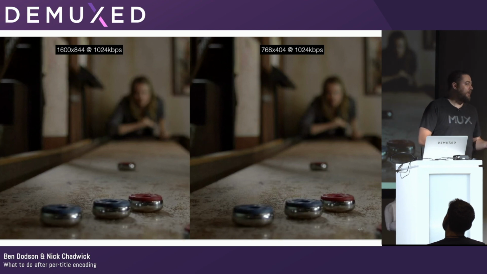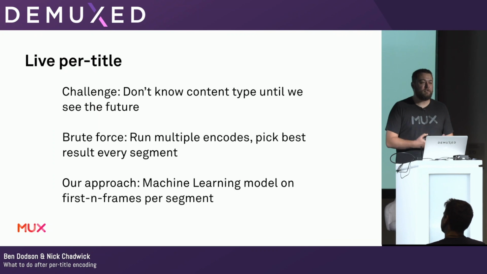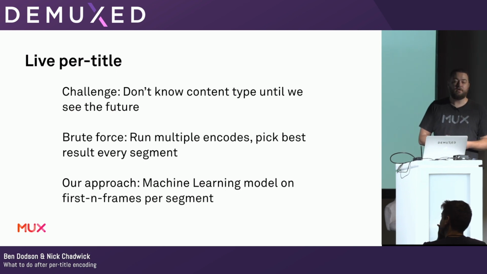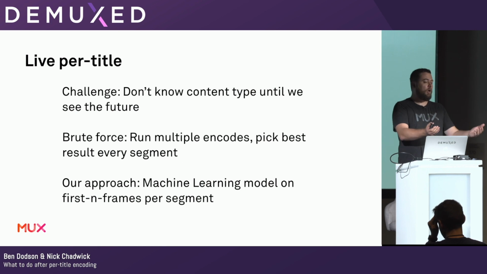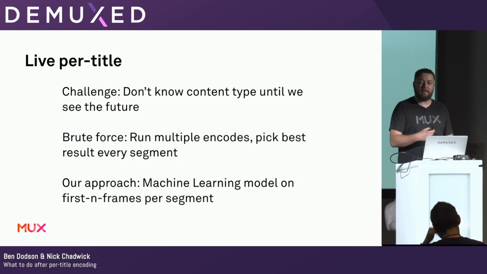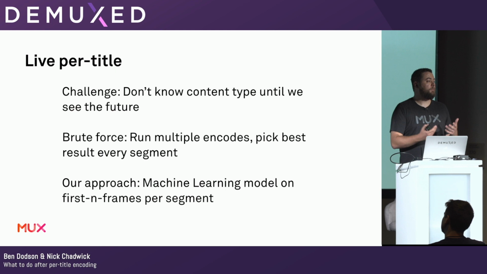With a live environment, you have a challenge. You don't know what the content type is going to be until you see it. So instead, you could solve this by a brute force approach. Run multiple encodes, run a quality metric like PSNR, SSIM, or VMAF on every single segment you produce, and pick the best one. Or you can use our approach, which is to have a machine learning model that's super fast.